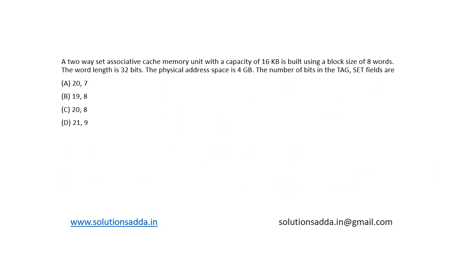It is given that the total physical address space is 4 GB, which is equal to 2 to the power of 32 bytes, and in words it is equal to 2 to the power of 32 by 2 to the power of 2, which is equal to 2 to the power of 30 words. So we can calculate the physical address out of 30 bits.